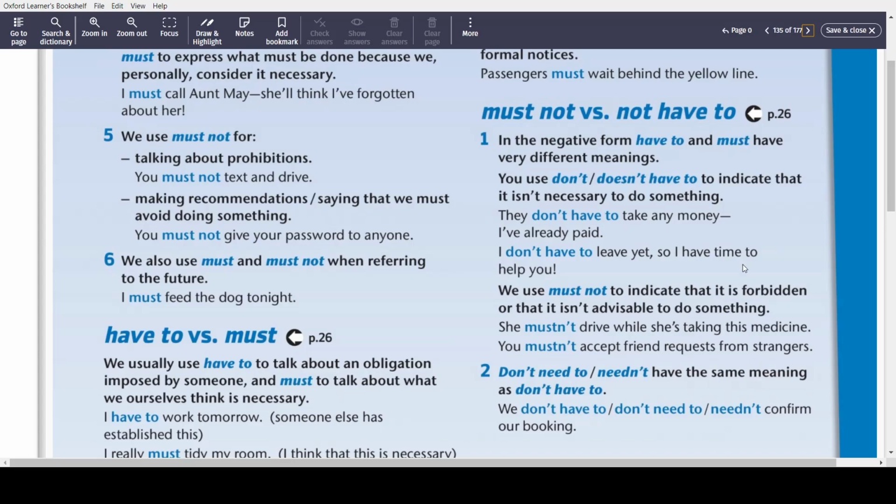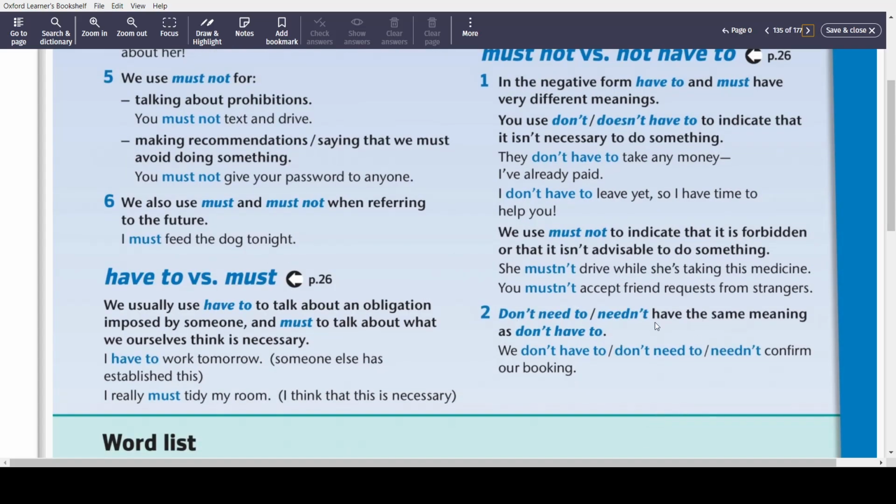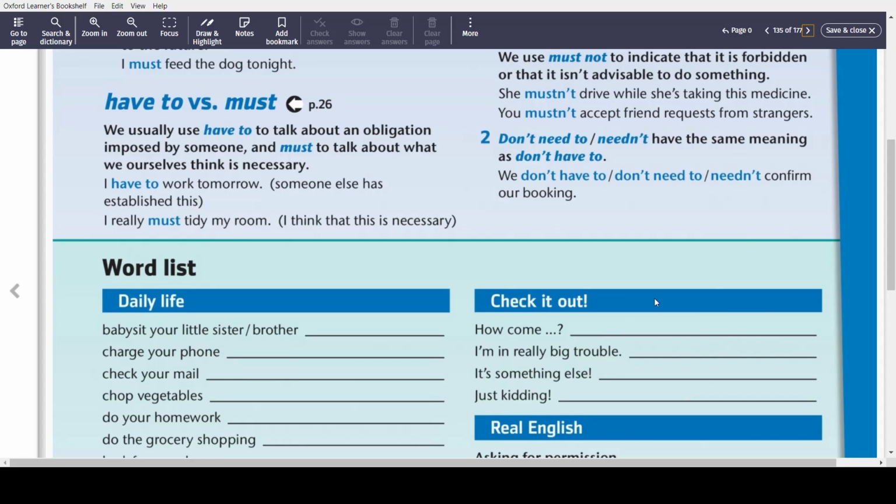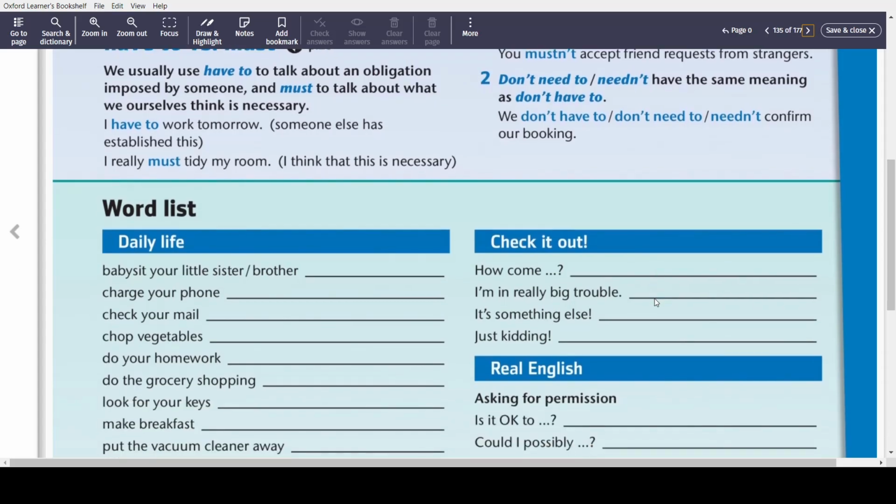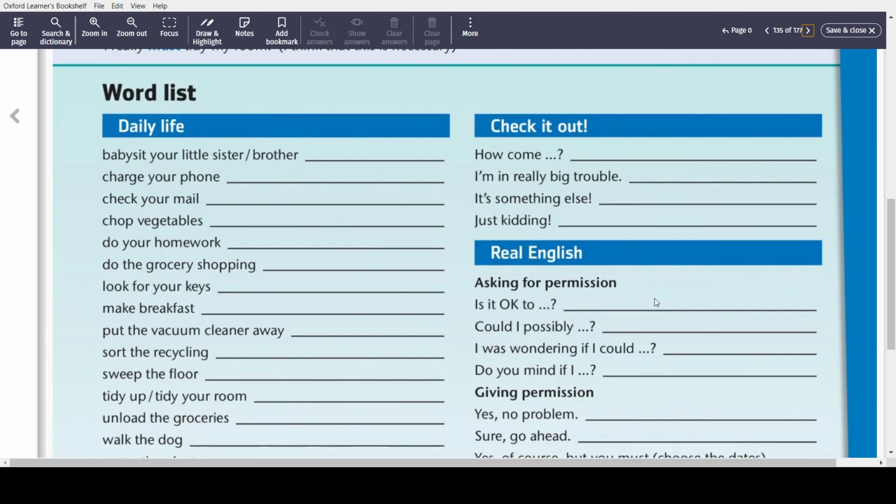Don't need to and needn't have the same meaning as don't have to. But we are not going to focus on those. Now, apart from grammar, you are supposed to study all the vocabulary related to household chores. For example, you have here the daily life vocabulary in which we have some of the obligations teenagers have at home. Okay, some of the things they have to do at home, like babysitting or checking mails or helping with the food, doing homework, okay, and keeping the house livable. That is very, very important.